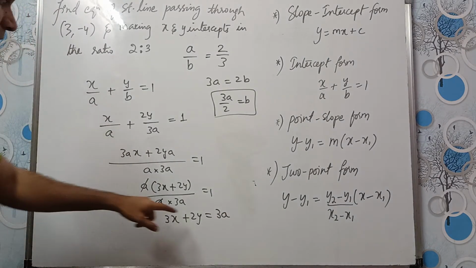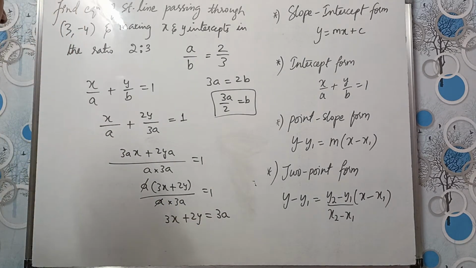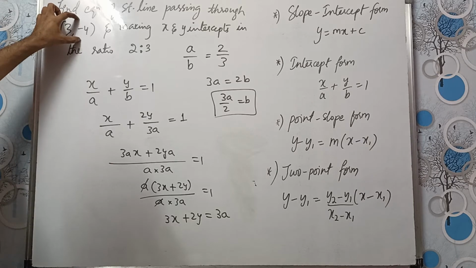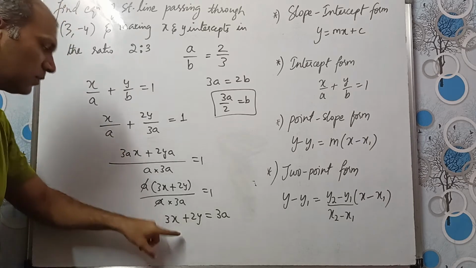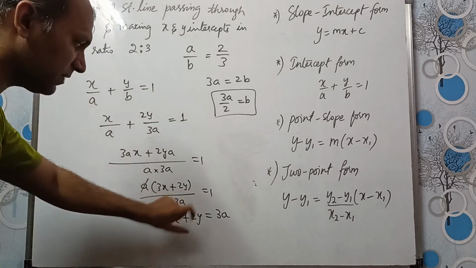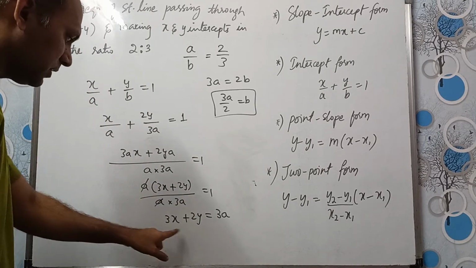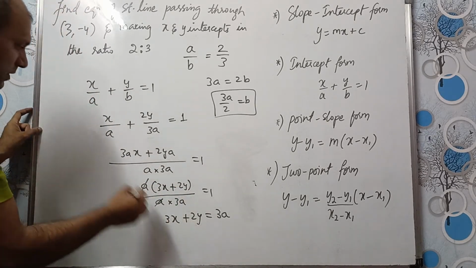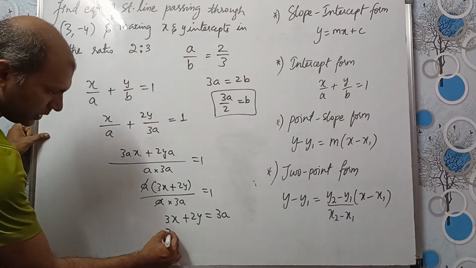Okay. Now how should we find the value of a? By substituting this value. It is clearly given that this equation passes through (3, -4), which means this point should satisfy this equation. Okay, 3x plus 2y is equal to 3a. Let us do it here only.